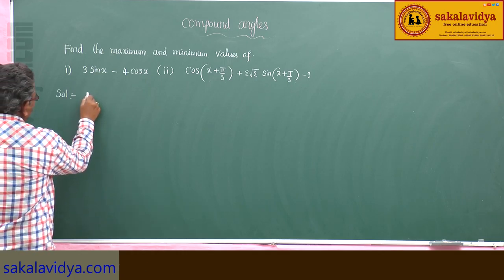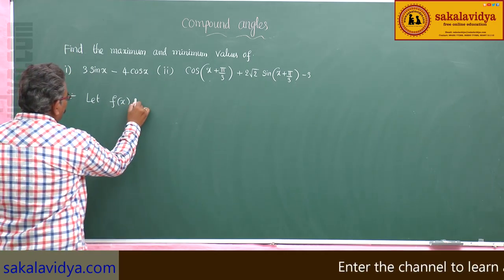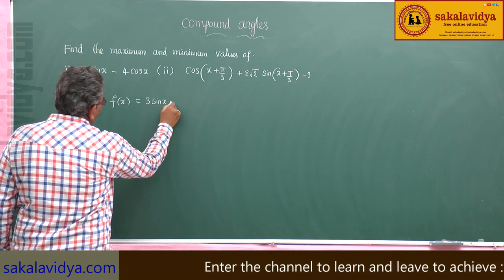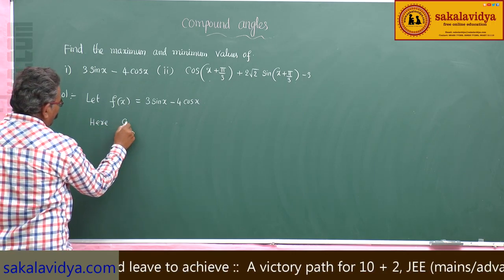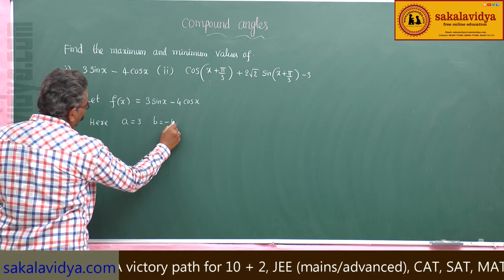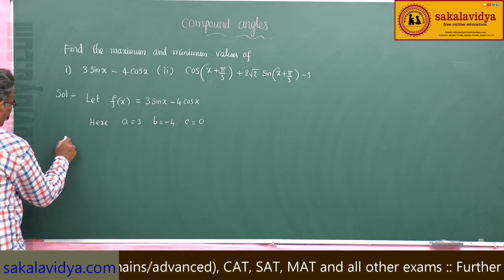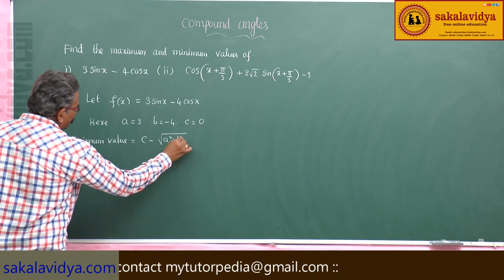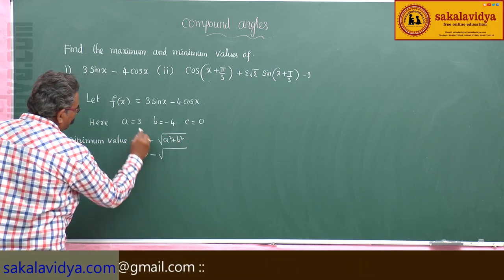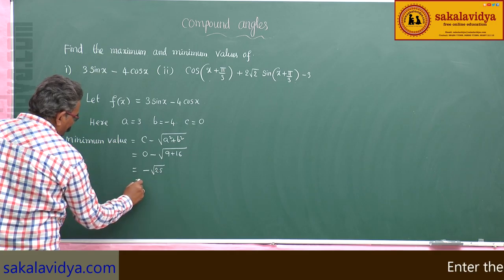First problem, let us say f of x is equal to 3 sin x minus 4 cos x. Here, a equals 3, b equals minus 4, c is 0. So, minimum value is equal to c minus root of a square plus b square, 0 minus root of 3 square plus 4 square, 9 plus 16, this is minus root of 25, so minus 5.